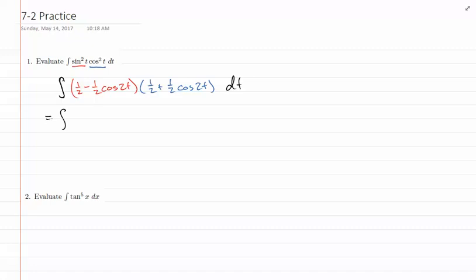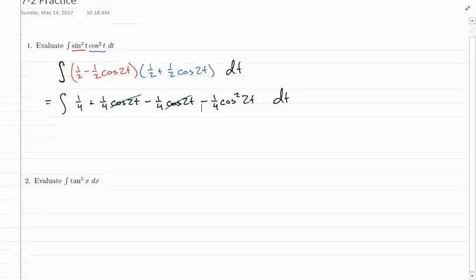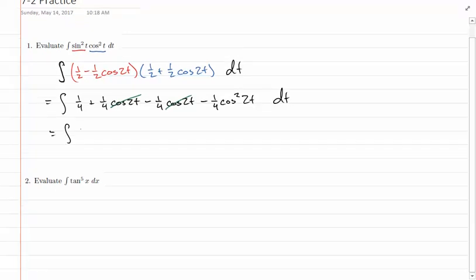and then we're going to multiply that out. So let's see, half times a half would be a fourth. Actually, something nice happens here, right? You're going to get plus a fourth cosine of 2t, but then with the inside terms, you're going to get minus a fourth cosine of 2t, so those two are going to cancel. And then finally, you're going to get minus a fourth cosine squared of 2t dt. Okay, so these two are going to cancel here.